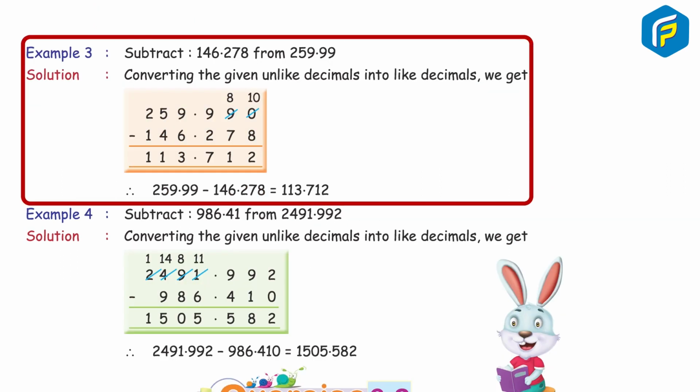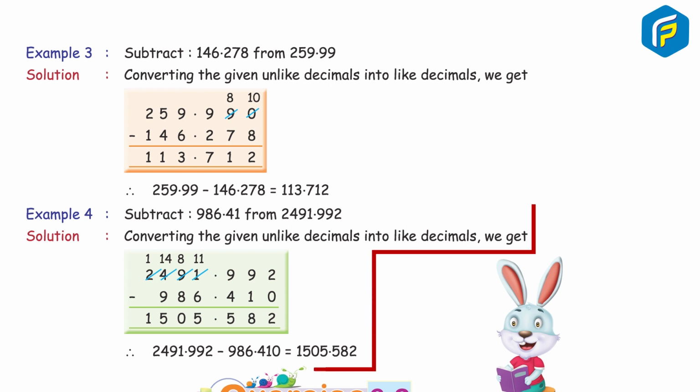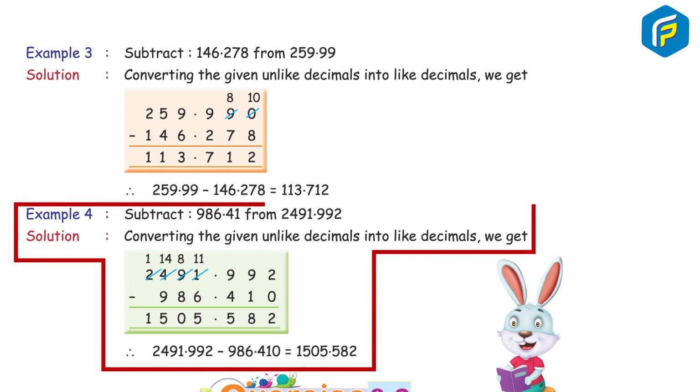Example 3. Subtract 146.278 from 259.99. Solution. Convert the given unlike decimals into like decimals. We get 259.99 minus 146.278 is equals to 113.712.